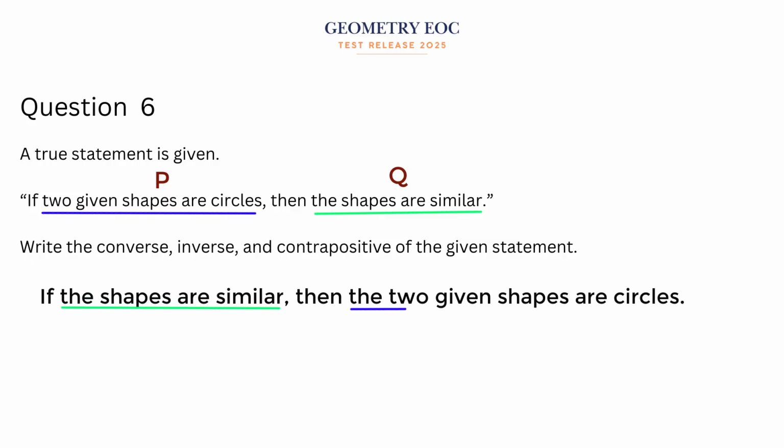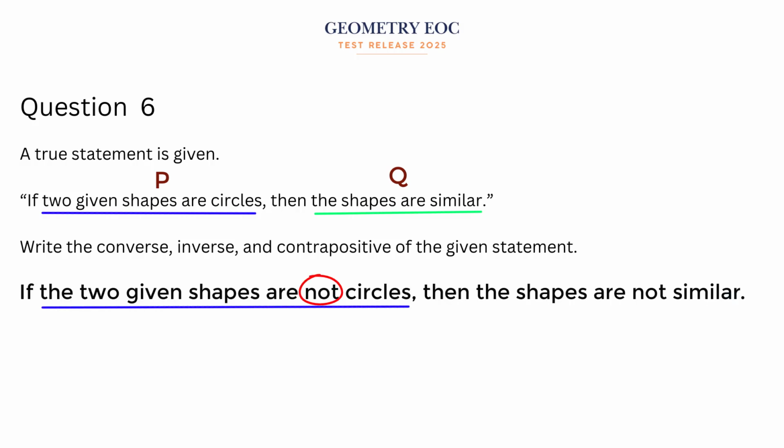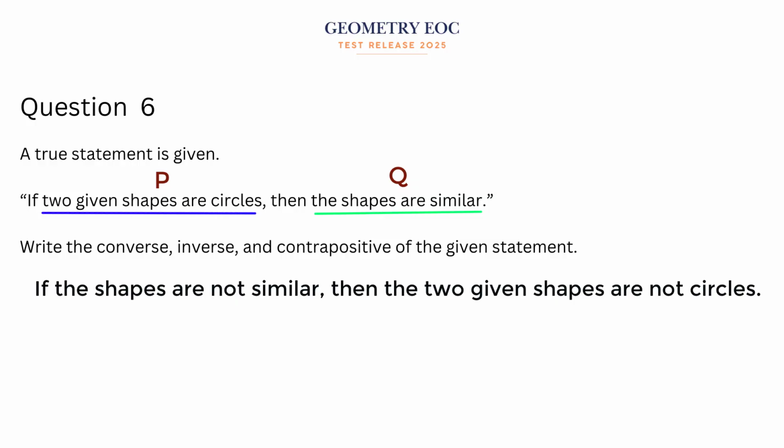Final answers. Converse. If the shapes are similar, then the two given shapes are circles. Inverse. If the two given shapes are not circles, then the shapes are not similar. Contrapositive. If the shapes are not similar, then the two given shapes are not circles.